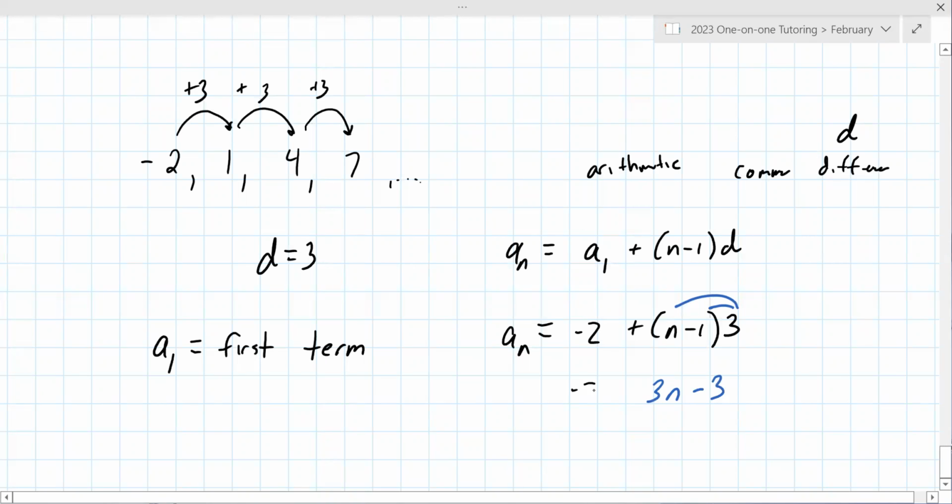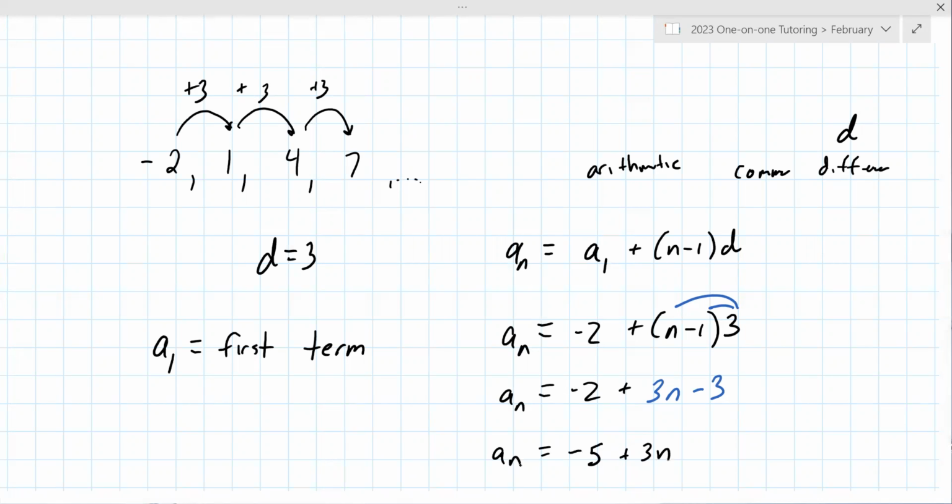You follow that? Is that something you've seen? Yeah. And then from here, you're going to combine like terms. So what can you combine on this right side? -2 and -3. So it becomes -5 plus 3n, like that. That's it. That's the end of it.